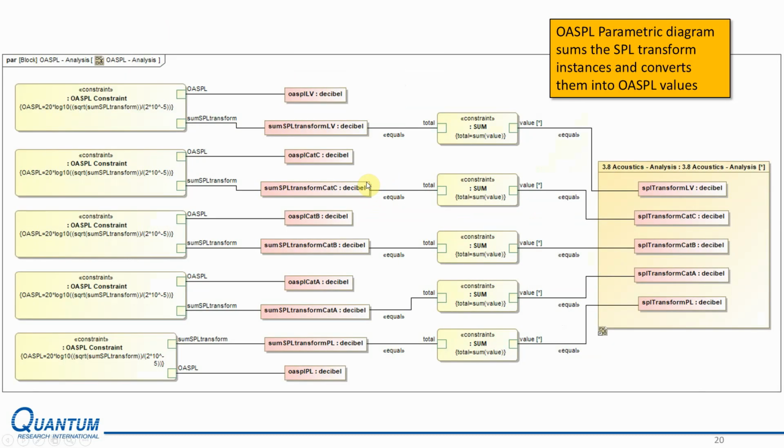And then the second parametric diagram that calculates the overall sound pressure levels takes these 5 transforms. And remember, there's 26 instances of these, so that's why we have to have a multiplicity on this going into this constraint of star, which means many. And this little calculation just adds them all up and gives us a new variable called sum SPL transform, for each of those, the category C, B, A, and the payload as well as the launch vehicle. And then this final transformation expression turns those sums into the overall sound pressure levels, which then are put out as a separate value property.